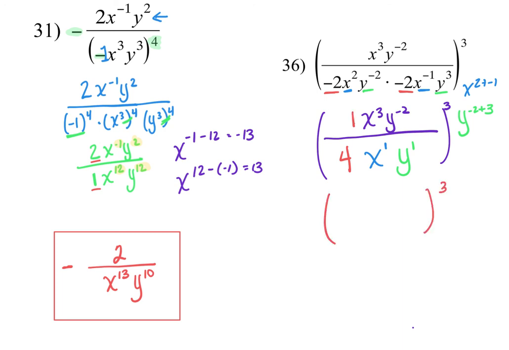I have a 1 over 4. Can that simplify? No, it cannot. It stays 1 over 4. What about my x's? 3 and 1. Where's my x going to end up? It is going to be 2. And where? On the top or the bottom? Where's my bigger x? Top. So 3 minus 1 is 2, right?